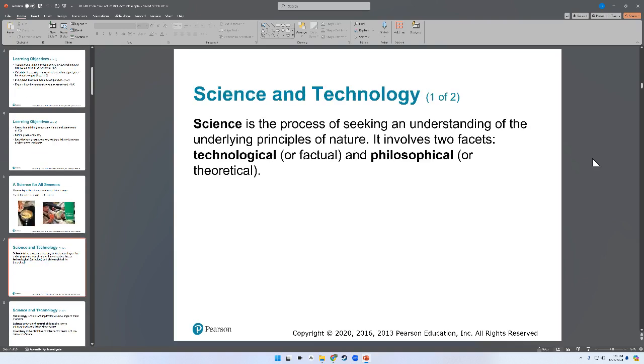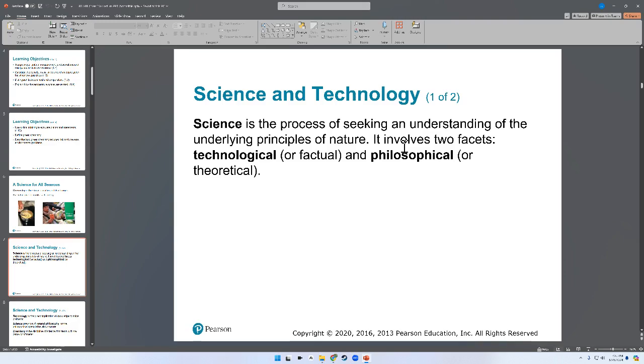Okay, so science and technology. Science is the process of seeking an understanding of underlying principles of nature. It's going to involve two facets typically. We have the technological, which would usually be referred to as factual, or the philosophical, which would be the theoretical. Now, this is not necessarily the only way you could do this definition, nor this division. You could also say technological is the developmental, where you make things. Philosophical is the underpinnings, where you understand things.